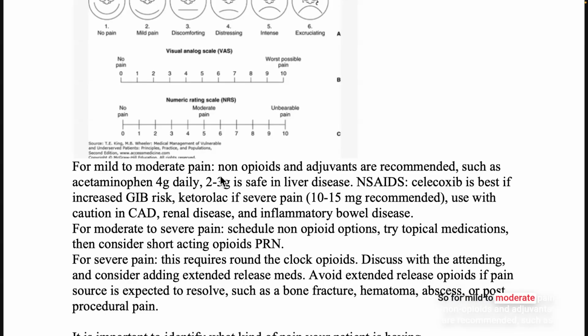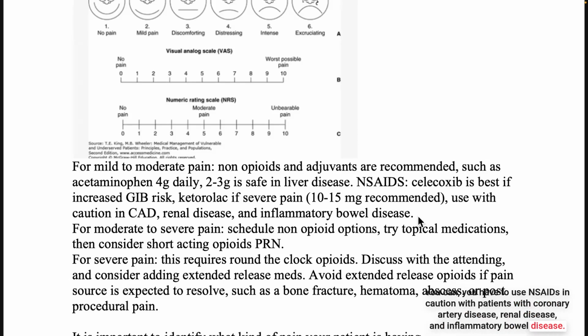Another thing is, let's talk about mild to moderate pain. For mild to moderate pain, non-opioids and adjuvants are recommended, such as acetaminophen 4 grams daily. 2 to 3 grams is safe in liver disease. You can also give NSAIDs. Celecoxib is best if there's increased GI bleed risk. Ketorolac if severe pain, 10 to 15 milligrams is recommended. You have to use NSAIDs with caution in patients with coronary artery disease, renal disease, and inflammatory bowel disease.